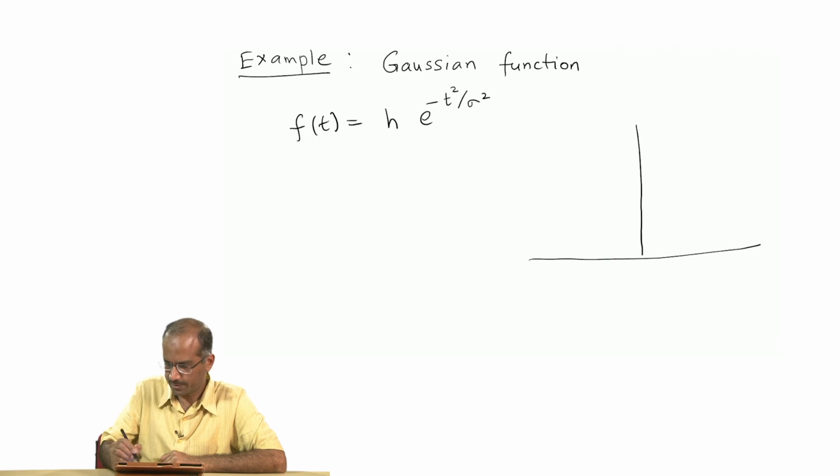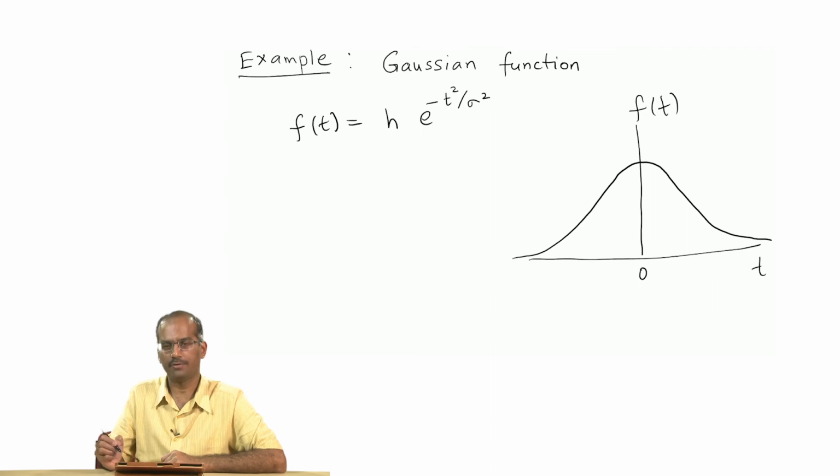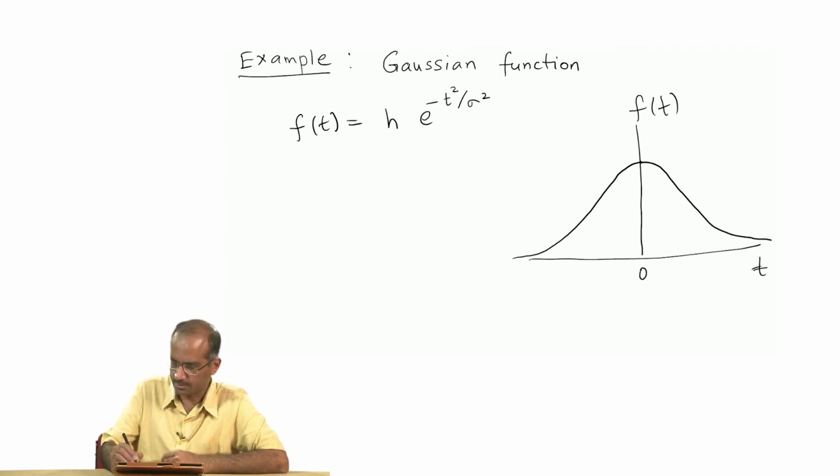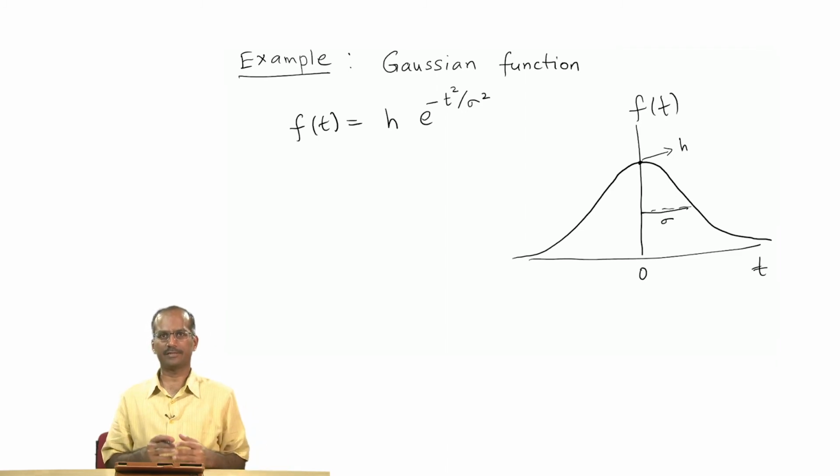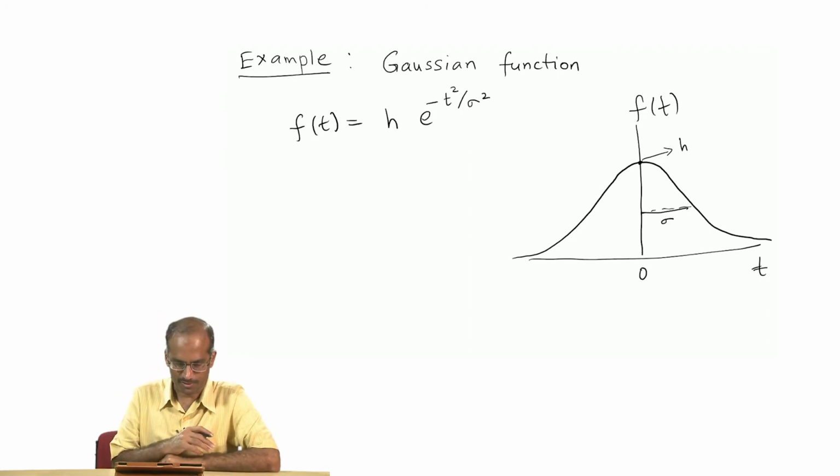F of t as a function of t would look something like this, and this is t equal to 0. So, this value is h, and at half that value this width would be sigma. So, it is a function of t, there is a parameter which specifies the width and another one which specifies the height. Height is given by h, sigma is the width. I need to find the Fourier transform of this function.